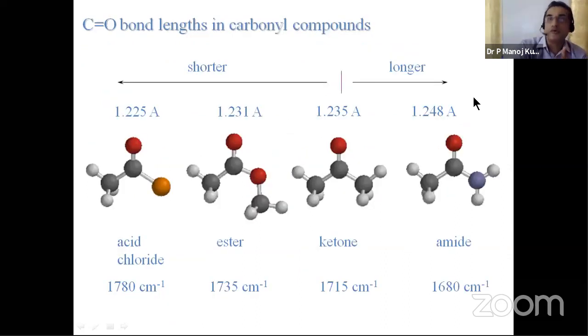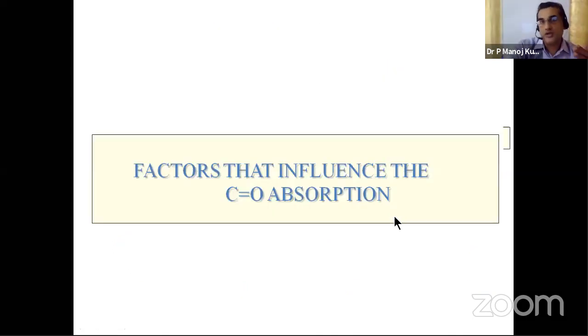You see this bond length also. As I told in the previous slide, here you are getting the lowest bond length, which means the strongest bond. The electrons are perfectly shared between carbon and oxygen. That is why you are getting the strongest bond, the lowest bond length, and the highest frequency. And as I said, in the case of amides, you are getting a very weak bond. See the bond length, 1.248. Weak bond. You are getting it at a low frequency, 1680. So remember these carbonyl stretching vibrational frequencies when you go from one functional group to another functional group.